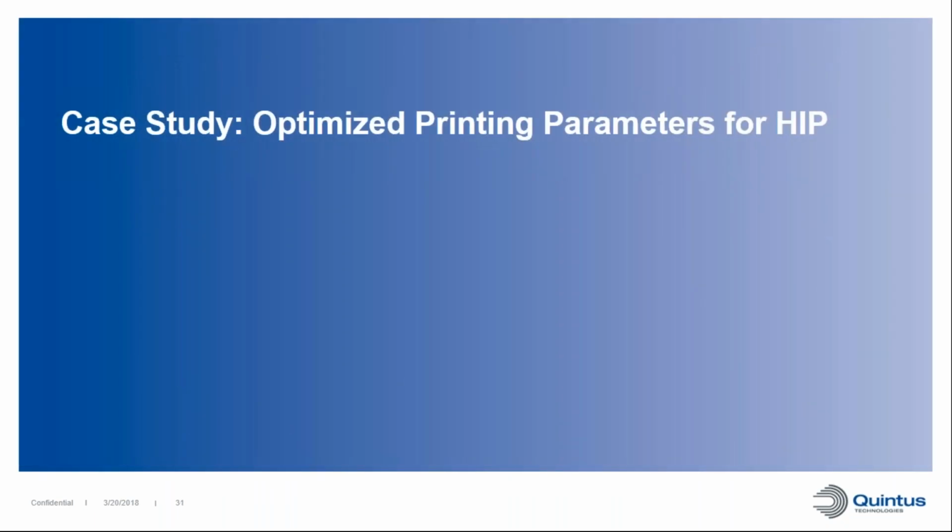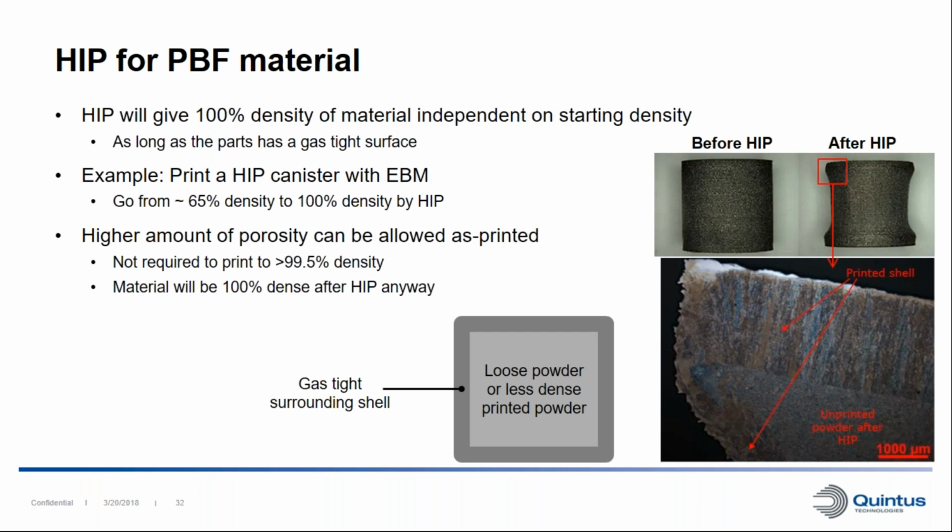As a second part of this study, we were also looking at optimized printing parameters for HIPing. And just as a background, I want to mention that the final density after HIPing will be 100% dense, independent of the start density, as long as we have a gas-tight surface of our parts or of our samples. So one example is here, we actually printed just a capsule in an EBM machine. So we're printing a shell and we left powder completely loose and unprinted inside. So here we can see the actual sample. We could HIP it to 100% density, as we can see here. So in this case, as long as we have a gas-tight surface, which we have in this case, we can go from 65% density, which is pretty much the tap density of the powder, to 100% density by the HIP process.